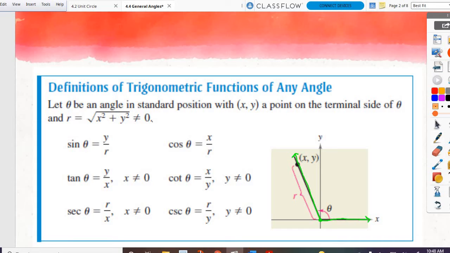SOHCAHTOA. So that means that sine is what over what? Opposite over hypotenuse, which are what? What is opposite? What is hypotenuse? What do those mean? They're what on a triangle? The sides of a triangle, right? And so what do I take sine of, though? Theta, which is a what of a triangle? An angle. So our trig functions relate angles to sides of a triangle. Are we all okay with that?